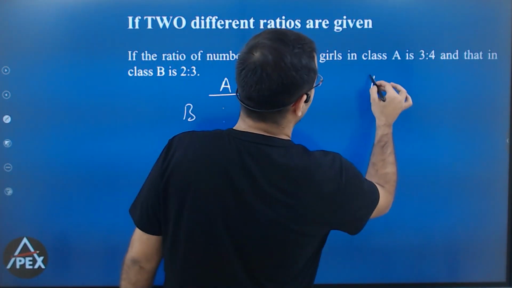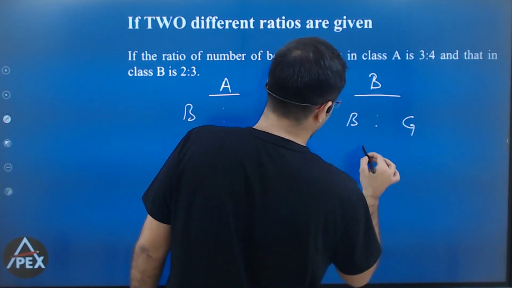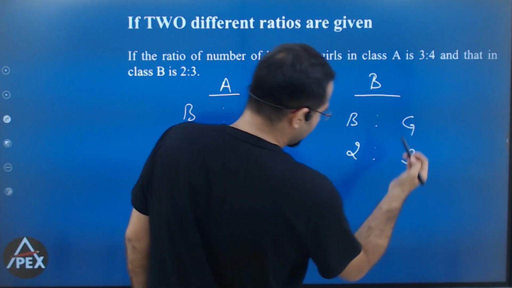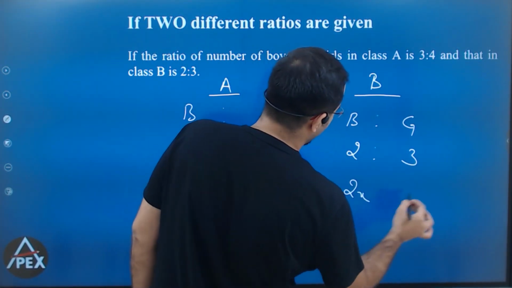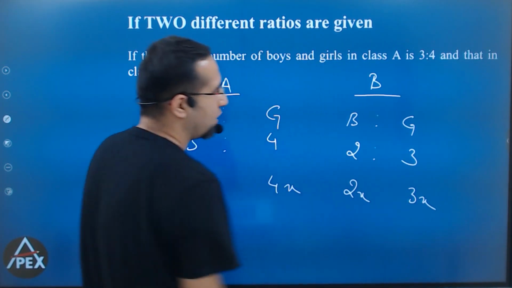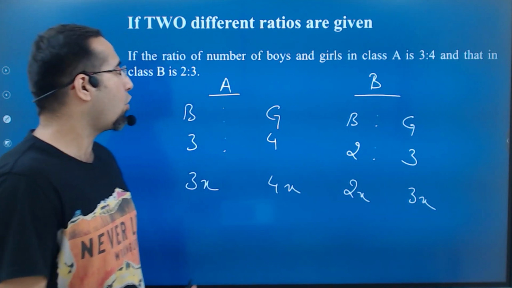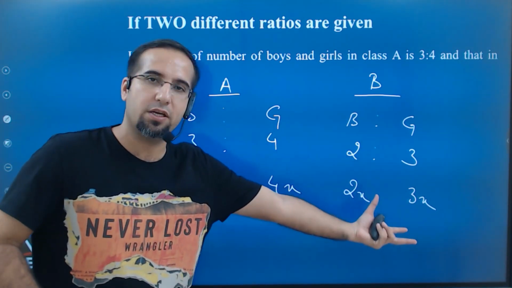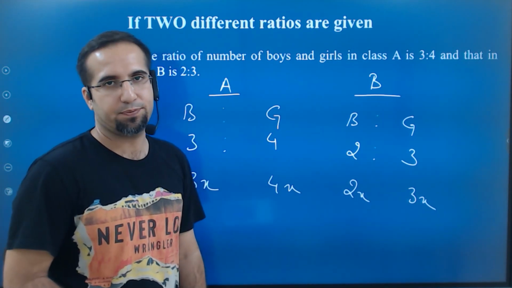In class B, the ratio of boys and girls given to me is 2:3. Now what students do is write 2x and 3x here as well. Now this is completely wrong. Why is it wrong? Because these are two different ratios. x need not be the same in both cases.